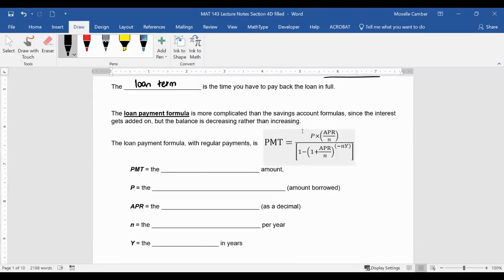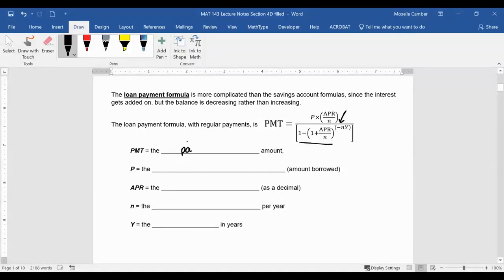Because note here, we have a negative exponent, and we have a 1 minus instead of this minus 1. So it is different. Because for loans, you have to pay that interest, so you're paying more for that, whereas for a savings plan, the bank is paying the interest. So two completely different formulas. Do not use them interchangeably.